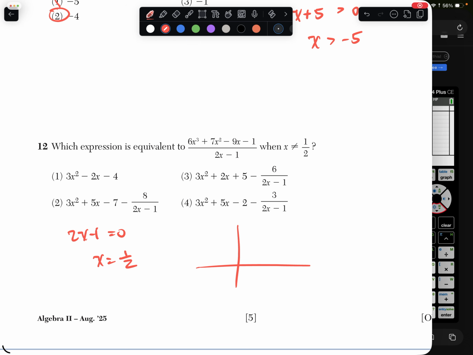So I'm going to write down the coefficients. So it's going to be 1/2, it'd be 6, 7, -9, and -1. Bring this down, 6. 6 times 1/2 is 3. I'm going to add a 10.